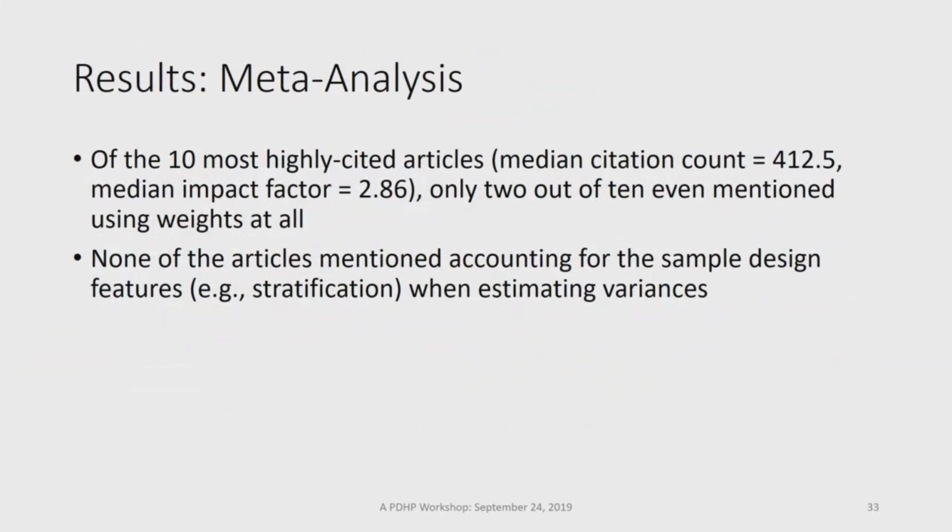Median citations, 413. 8 out of 10 did not use the weights in estimation. It's stunning. None of the articles, 0, mentioned accounting for sample design features, stratification, when estimating variances. It's all purely model-based. Okay? And like we've said, that's fine for regression models in some cases, but if you're talking about descriptive estimates, things can really go wrong if you completely ignore these weights.